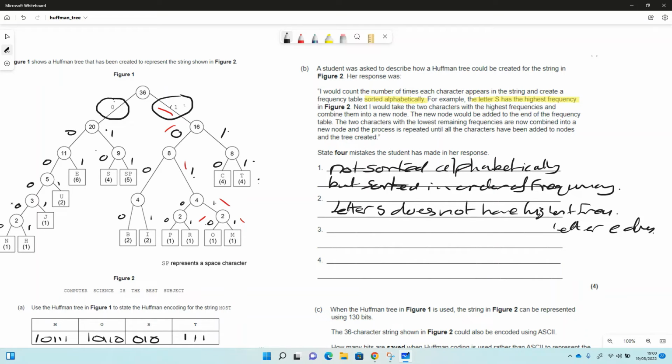Okay, so next I would take the two characters with the highest frequencies and combine them to make a new node. Well, we don't want to do that. We don't do that in Huffman. We start with the lowest frequencies, not the highest. So we could say combine lowest frequency, not the highest.